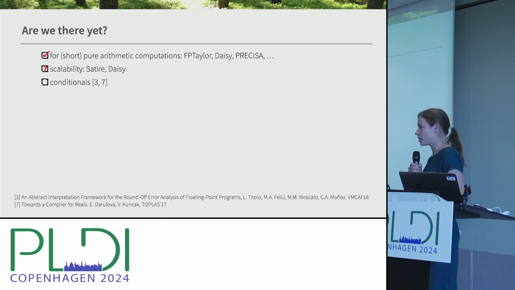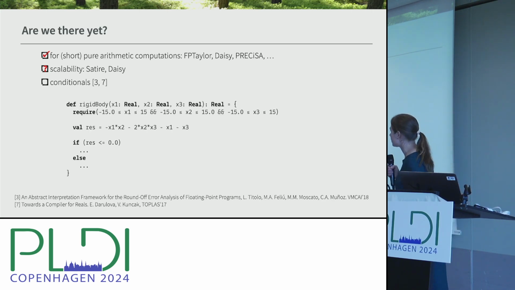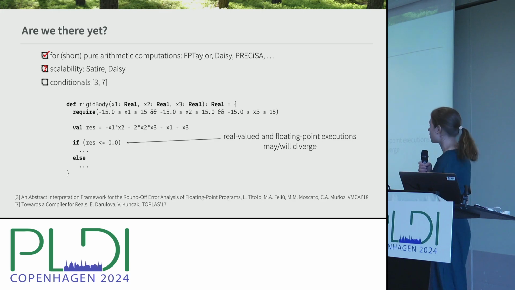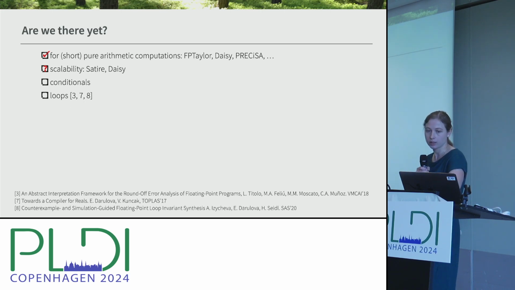Are we there? So I've completely hidden any discussion about conditional statements. That's because they're tricky. So if we have a conditional statement like this, so we have some arithmetic computation, and then we compare the result against some kind of threshold. Now the problem here is that our real valued execution may now take a different branch than the floating point implementation will. So we get an error, an additional error due to basically divergence of control flow. Now if the code is simple as this, we can handle it already today, but anything more complex, I don't think we really know how to do that.